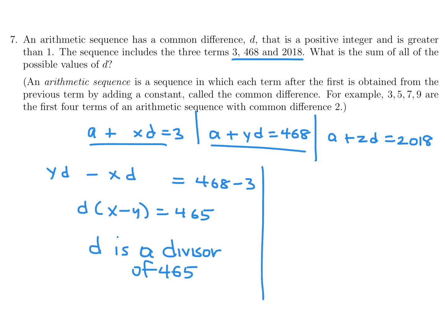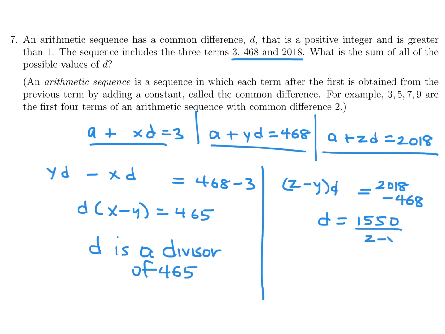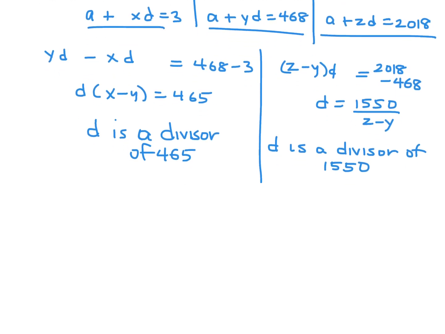All right, so the same story. Let's do those two. So it'll be 2018 minus 468, and that would basically be the same thing. z minus y times d. So d would be equal to 1550 over z minus y. So that means that d is a divisor of 1550. So those are the two pieces of information that we can conclude.